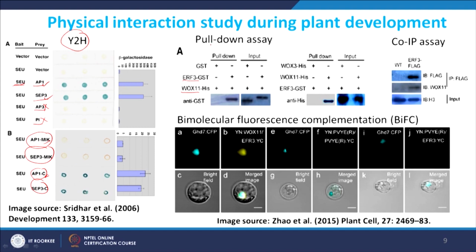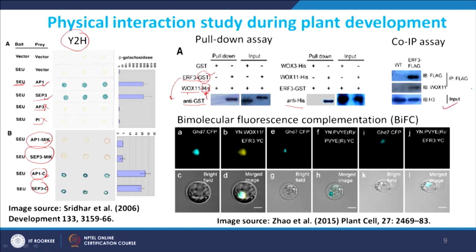And here, through the pull down, what they have done is they have basically fused ARF3 with a GST tag and VOX11 with a His tag, and you can pull down using anti-GST antibody or anti-His antibody. If you are using anti-GST for pull down, then you can do immunoblotting using anti-His antibody. So, if ARF3 and VOX11 are interacting, then if you pull down ARF3, you can detect VOX11. If you pull down VOX11, you can detect ARF3, and this is the in vitro way of doing the detection. And here you can see that either you use anti-GST or anti-His, in both the cases you can detect the pattern.